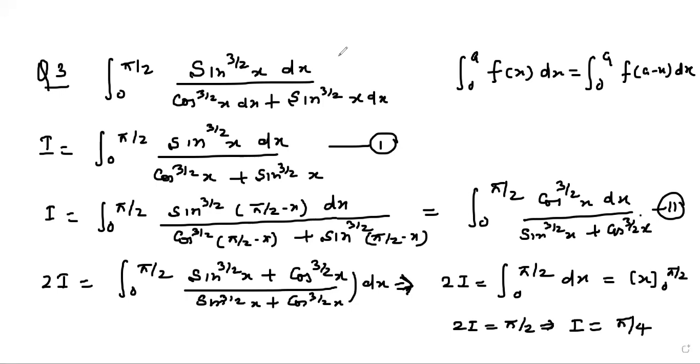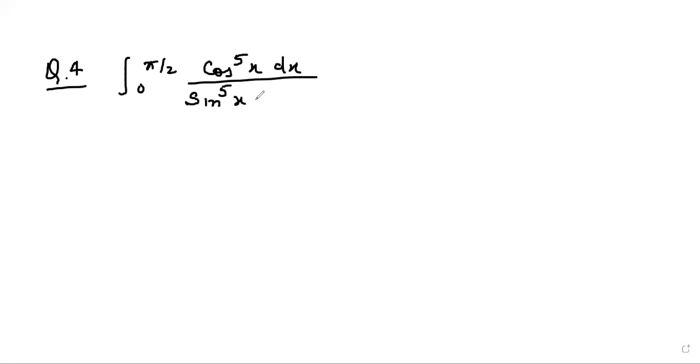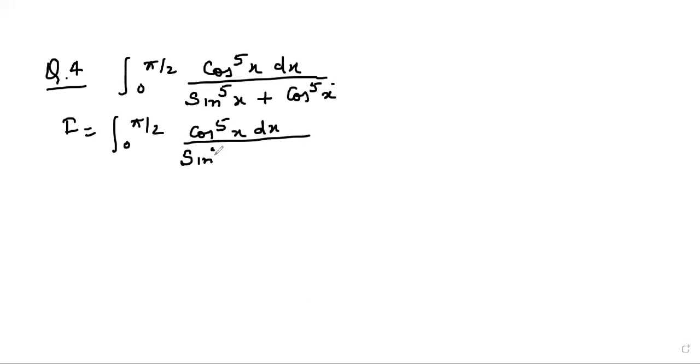Let's go to question number 4. Question number 4 says integration 0 to pi by 2 cos power 5x dx divided by sine power 5x plus cos power 5x. So again, we assume this as I. So I equals 0 to pi by 2 cos power 5x dx divided by sine power 5x plus cos power 5x. This is equation number 1.